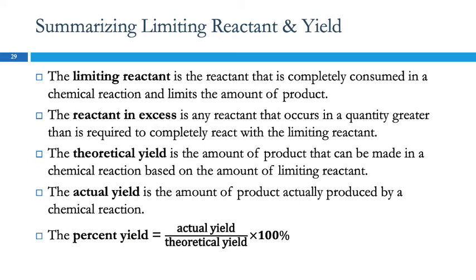And this is just defining the other terms. Limiting reactant is the reactant that gets completely used up. It limits the amount of product. The reactant in excess is what we have extra of. Theoretical yield, how much could possibly be made. Actual yield, how much actually gets made. And there's that equation again. So that's kind of a useful summary slide.